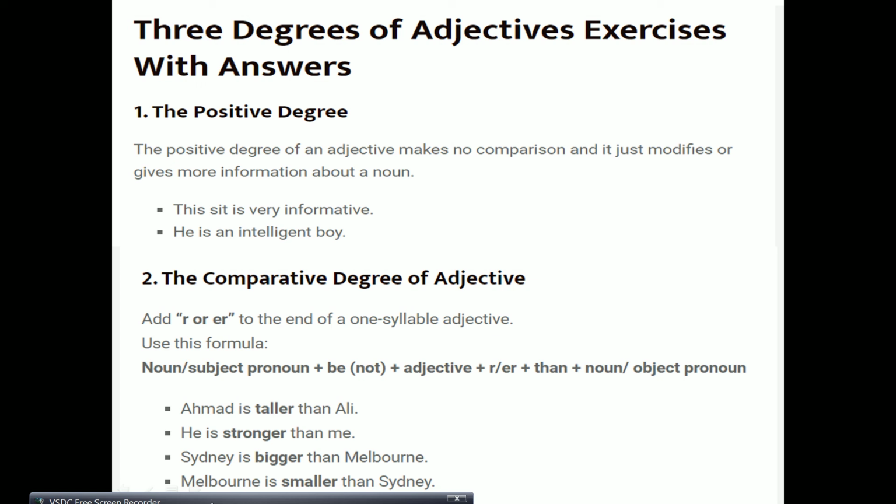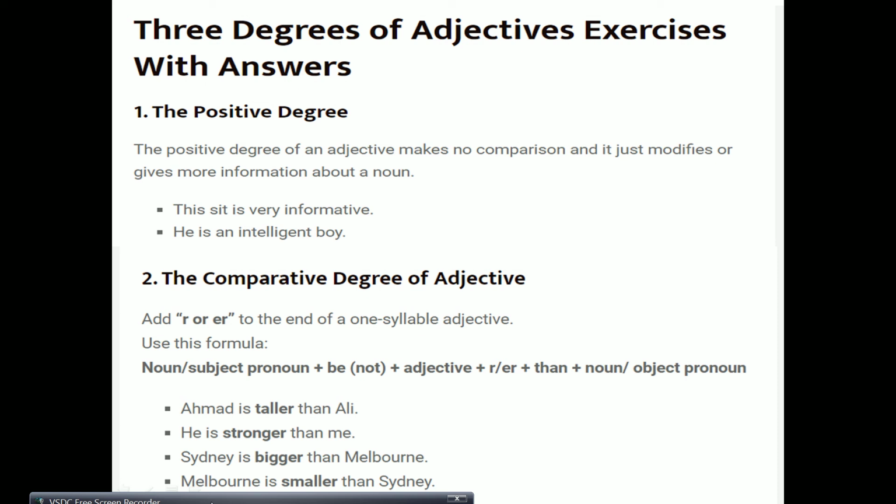Then we put the adjective by adding R or ER, right? Some adjectives to which we cannot add R or ER, we have to put more. But generally we will add R or ER, like here we are getting taller. Next we need to put THAN, which is very important. And then we put the object or the pronoun for the object, that is Ali. Understood? So Ahmad is taller than Ali. That is how the construction of a comparative sentence is done.